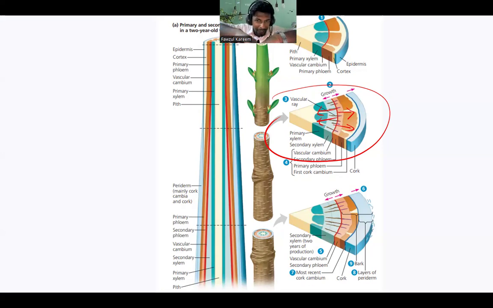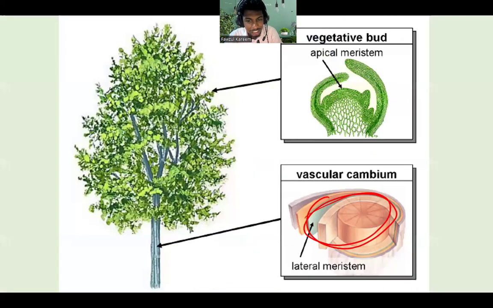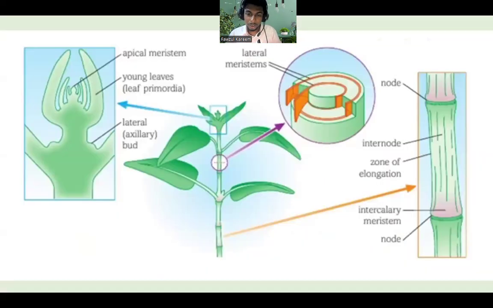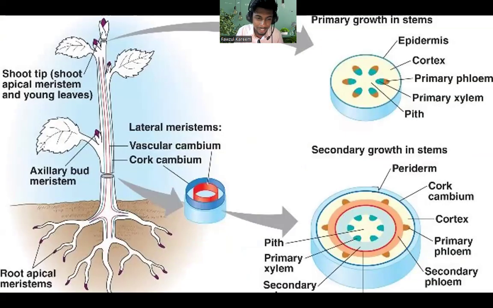So due to the activity of the meristem, they will produce cells outside and also inside. So what will happen to the diameter? It will be increased, because of the activity of which meristem? Lateral meristem. Okay, very good. Here you can see another image. As a ring we have the lateral meristem. So what will happen to the diameter? Diameter will increase. Okay, very good.